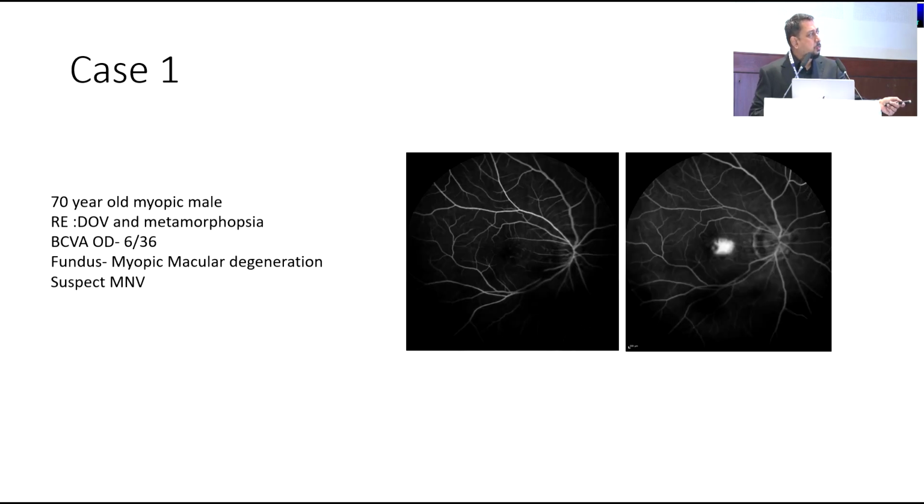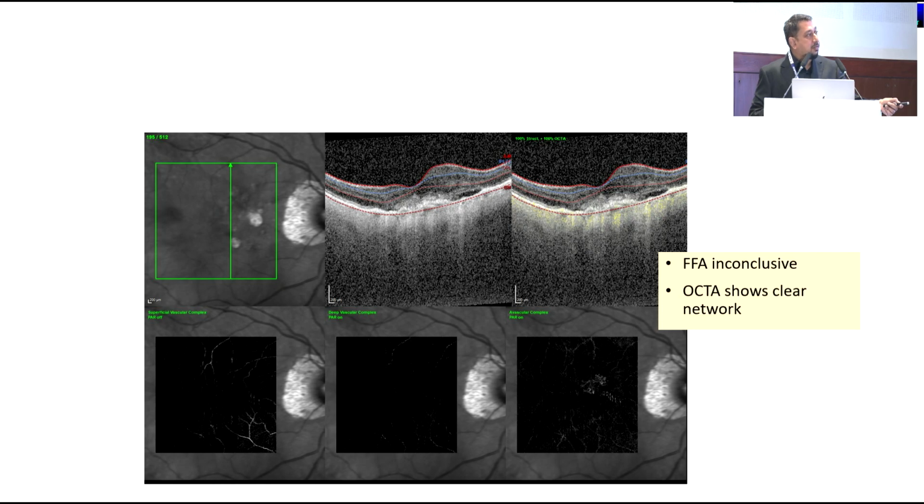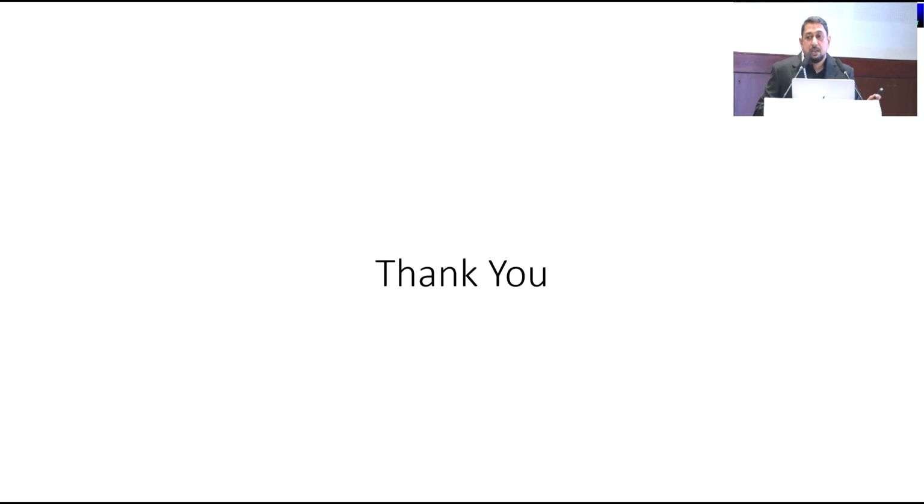The last is just one more slide. Secondary CNVMs, you have a lot of, what do you say, fluid. This is a myopic patient with hyperreflex. You don't know if it's because of a crack or lack of crack, and the OCTA reveals the membrane. So for all secondary CNVMs, the OCTA is extremely brilliant in diagnosing them. Thank you so much.